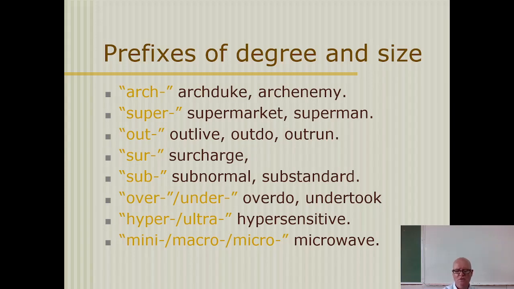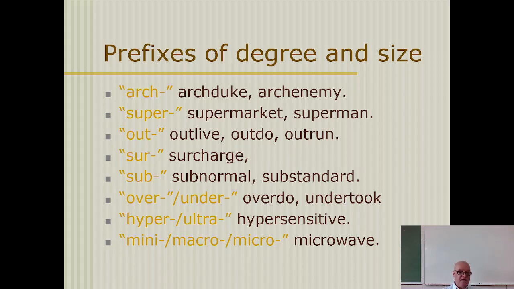Over and under. Overdo. You do too much. Overdo is also like too much drama. Undertook. Right? You undertook a project, so that means you did a project. Hyper or ultra: hypersensitive. Hypersensitive. In this case, I am hypersensitive.